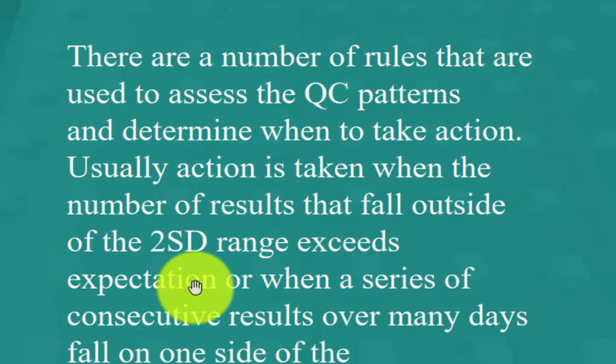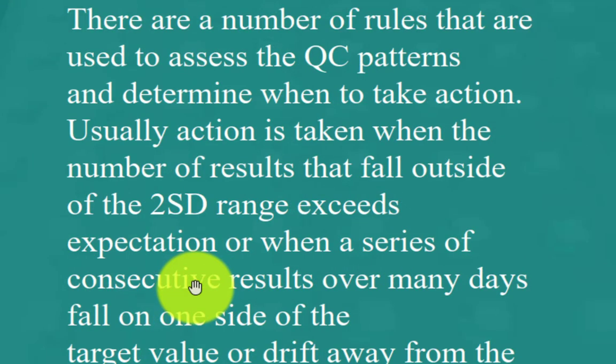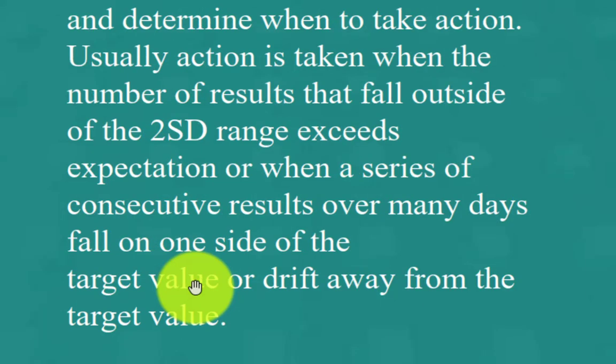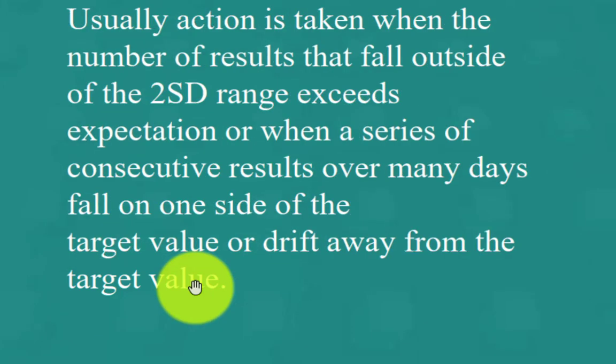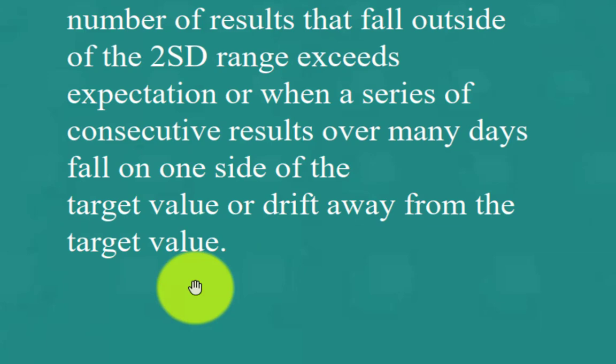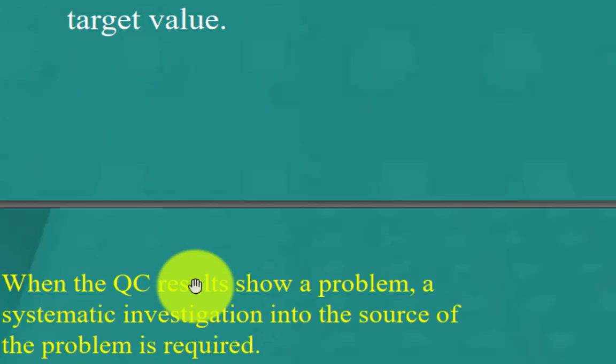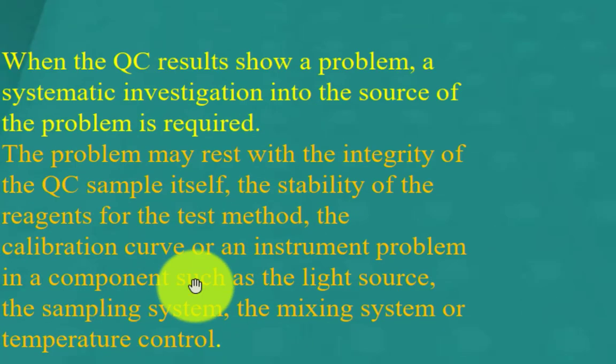There are a number of rules that are used to assess the QC pattern and determine when to take action. Usually, action is taken when the number of results that fall outside of the 2 standard deviation range exceeds expectation, or when a series of consecutive results over many days fall on one side of the target value or drift away from the target value. When the QC results show a problem, a systematic investigation into the source of the problem is required.